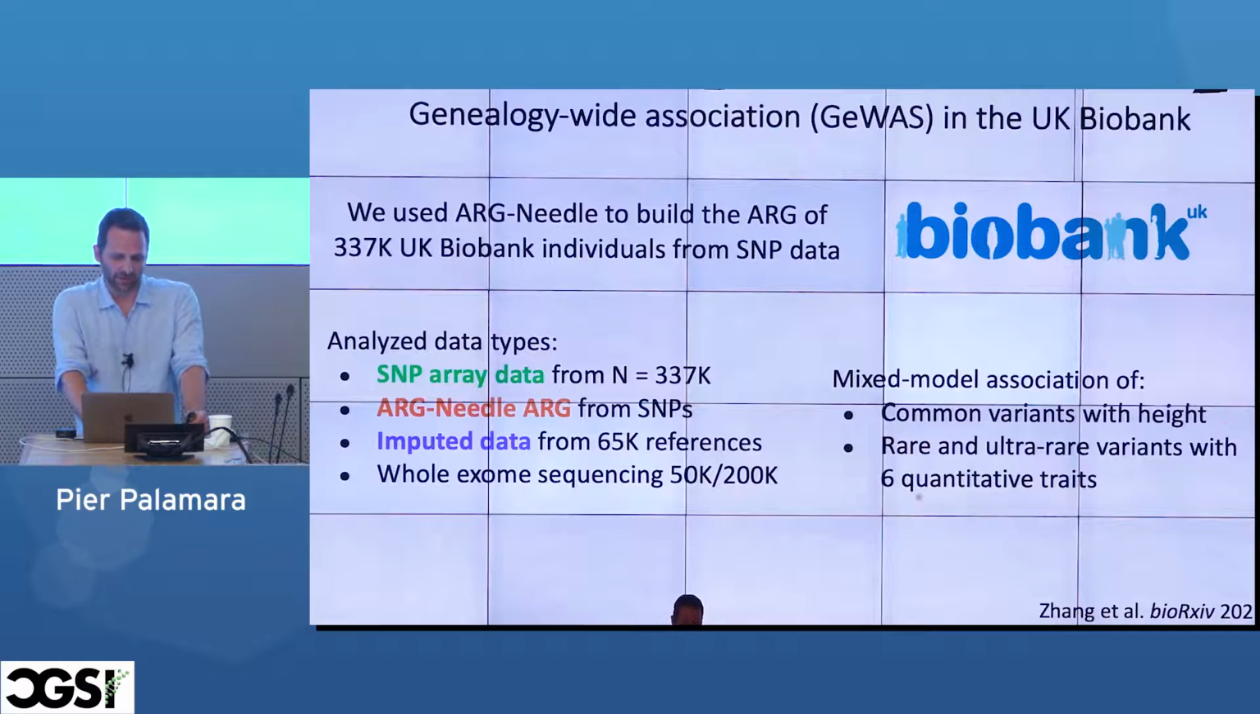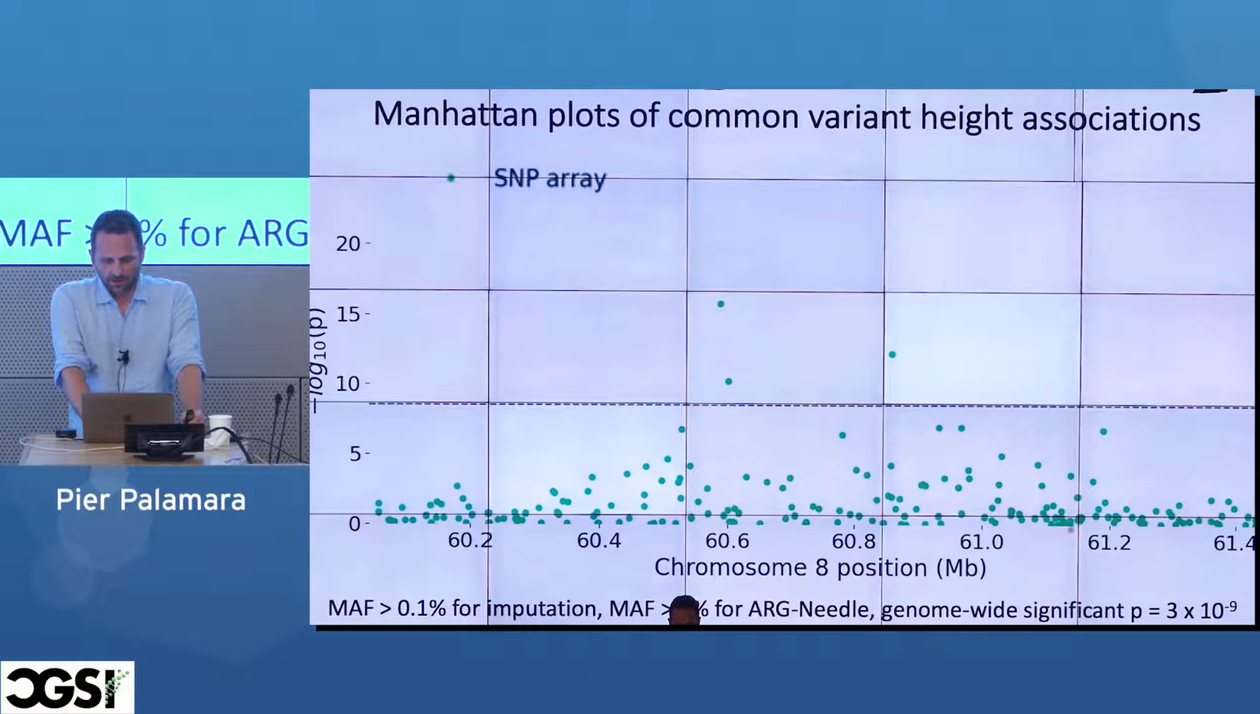But then most interestingly, rare and ultra-rare variants in 6 quantitative traits. I'm going to show you that later. And first I'm going to start with the common variants. Here's a Manhattan plot. This is GWAS results for chromosome 8, genome position on the x-axis, minus log 10 p-value on the y-axis. These are the typed SNPs on the array for the samples we analyzed.